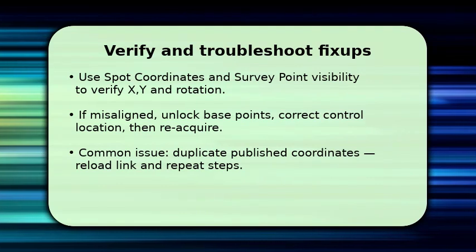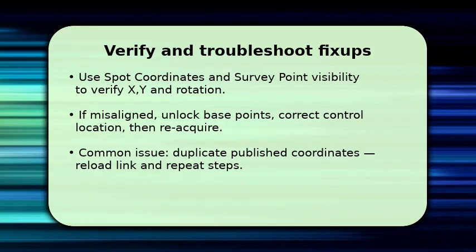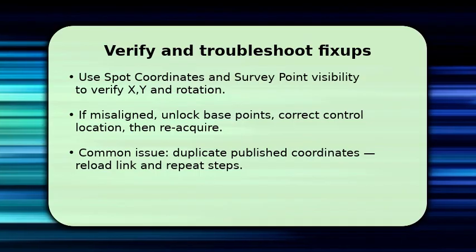Finish by verifying coordinates with spot elevations and the survey point in both host and linked models. You should see identical X, Y, and rotation values. If things are off, unlock the project base point or survey point, correct the control marker in the source model, reload the link, and reacquire coordinates.